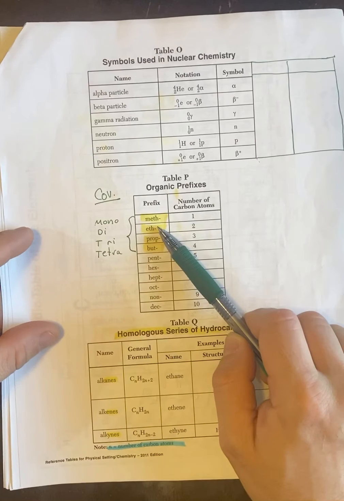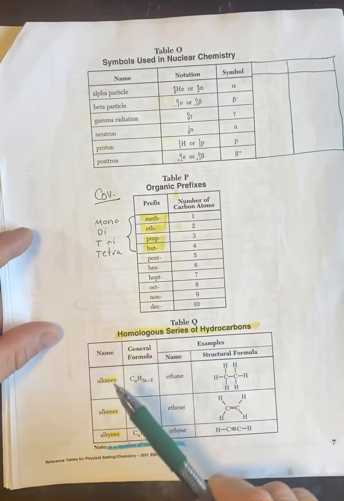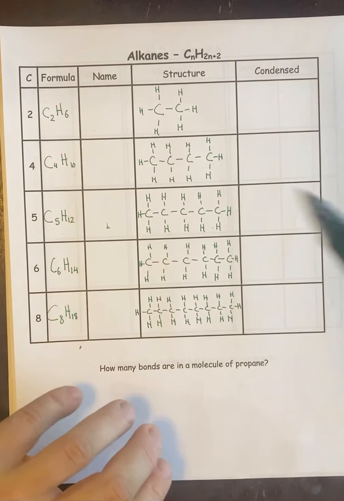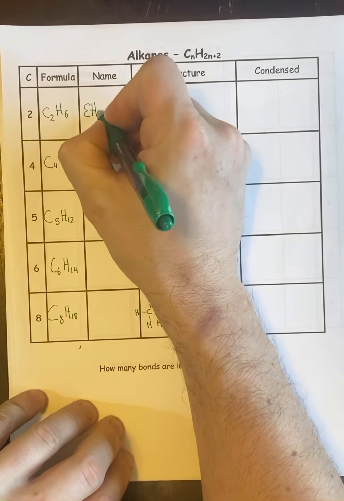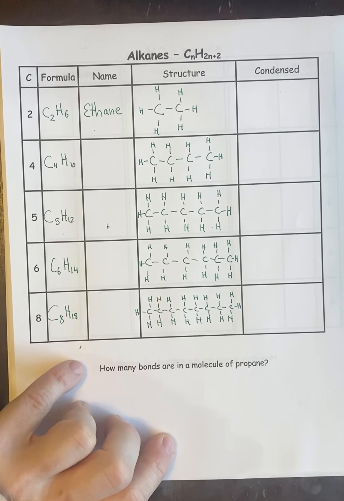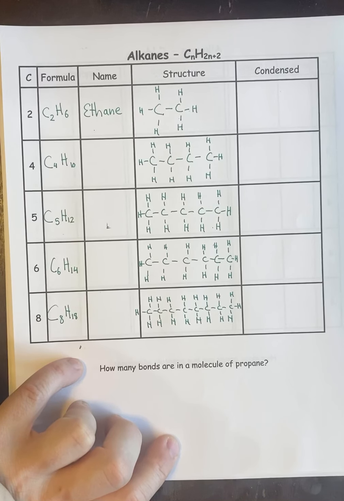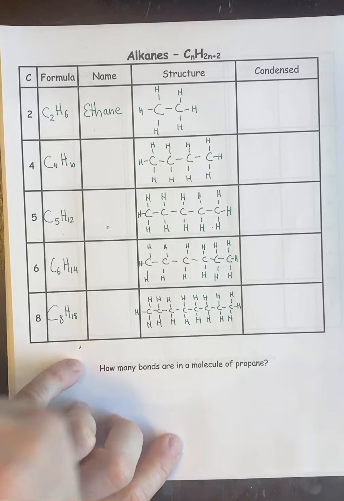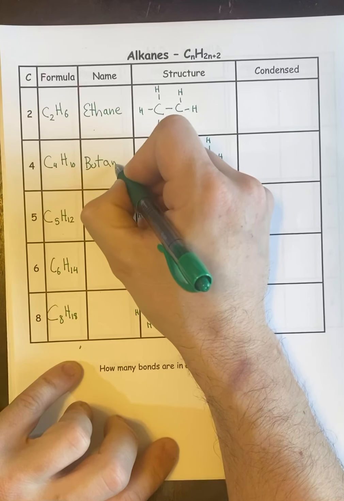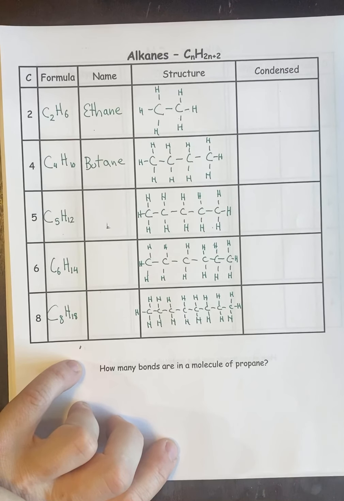So 2 carbons is eth. And then the ending, since it's an alkane, gets an ane ending. So it becomes ethane. The eth tells me that it's 2 carbons. The ane ending tells me that it has all single bonds. For the next one, it has 4 carbons, so but. The ane ending tells me they're all single, so butane.